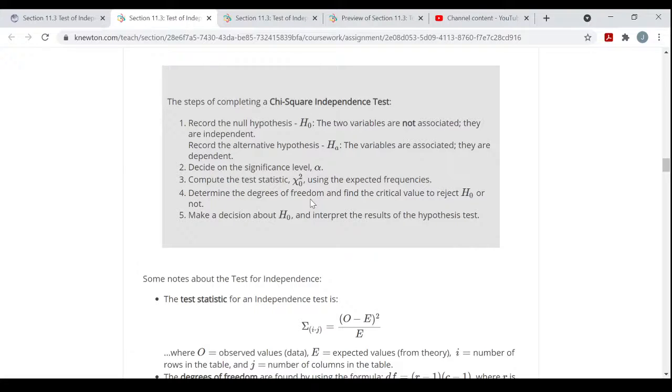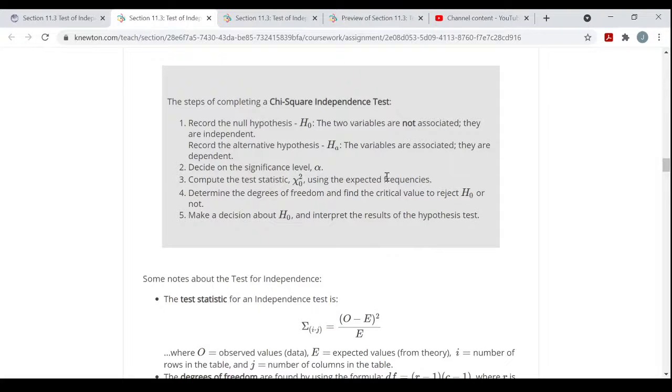There's a shortcut. Determine the degrees of freedom, to find the critical value for our chi-square distribution. The critical value is the chi-square value that has an area of alpha to the right. And these are always going to be right-tailed tests, these tests for independence. And then you decide if you reject or fail to reject the null, and make a conclusion. Are we going to conclude at the significance level alpha that the variables are independent or not?